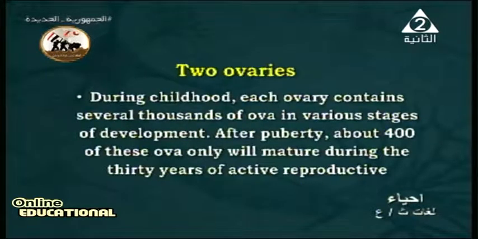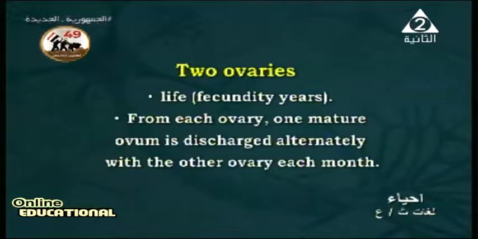During childhood, in the female, each ovary contains thousands of ova. This may reach about 400 ova, until maturity. These 400 ova are found during about 30 years of active reproduction. From each ovary, one mature ovum is discharged, alternating with the other ovary each month.